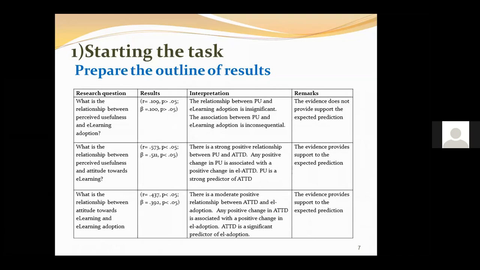Okay, so what have I said? You want to discuss your findings. What is the starting point? The starting point is prepare an outline of your results. You now have the remarks, you now have the rough idea. Next is go to the literature review. Go to the literature review and get those.